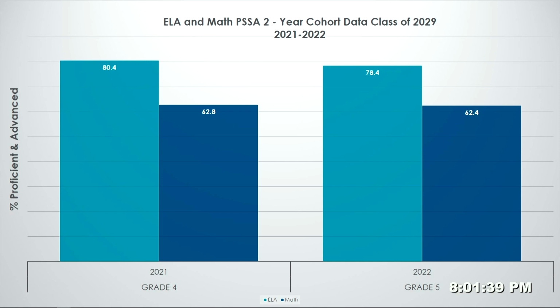And the last, this is actually not pre-pandemic data because this is our current 6th grade group. Their first testing year was in that 2021 school year as a 4th grade group, and then as a 5th grade group, you can see where they fell both years there.